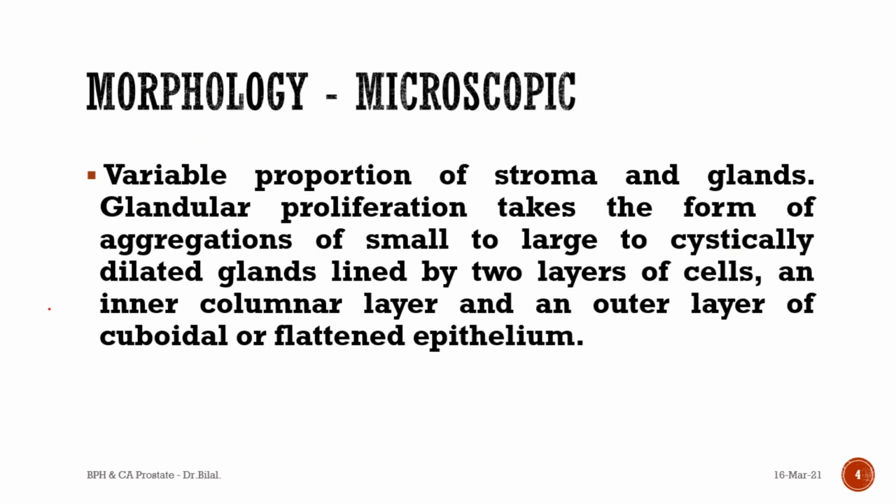Upon histology or microscopic examination, there is a variable proportion of stroma and glands. The glands may be small, they may be large, and they may be cystically dilated. But the major histological finding that differentiates it from cancer is that they are lined by two layers of cells. Okay, so this is the major difference, differentiating this from cancer.